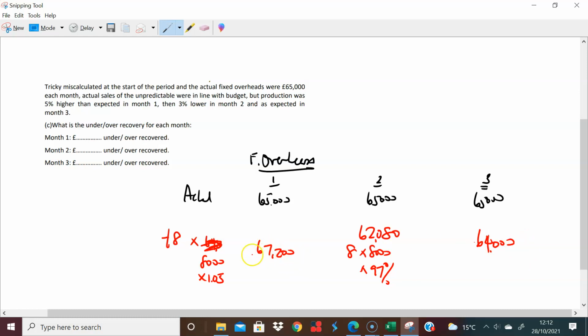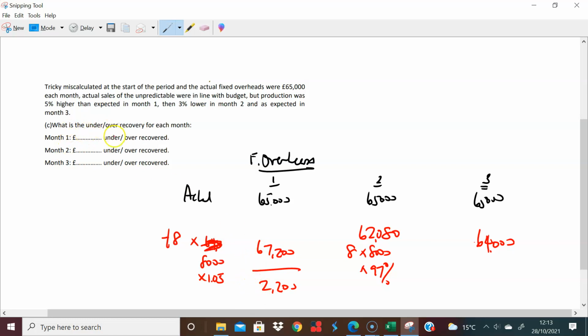So let's look, there's a difference. You've put in 67,200, but really the actual cost is 65,000. So you have overabsorbed by the difference. And the difference, of course, is 2,200. 67,200 minus 65,000 is 2,200. You've put in too much. So your journal would be bringing it down.